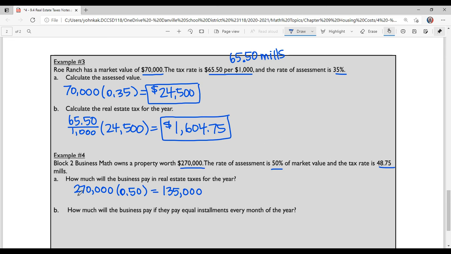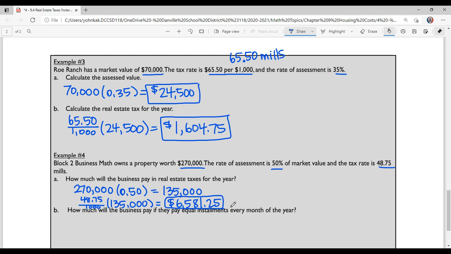Then to find the real estate taxes, we're going to take the tax rate, 48.75, divide by 1,000, and multiply by the assessed value, 135,000. This is going to give me a yearly tax of $6,581.25. So that's how much Block 2 Business Math has to pay each year for taxes. And some years the taxes will go up and some years the taxes will go down. It just depends on the area that you live in.